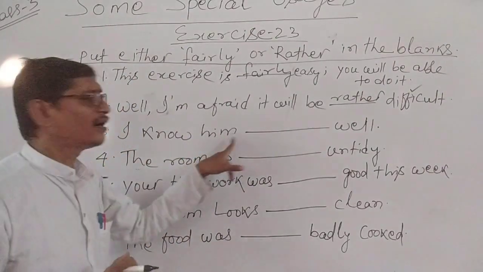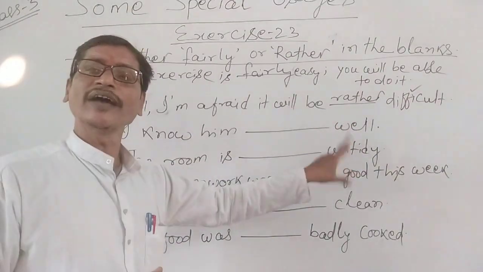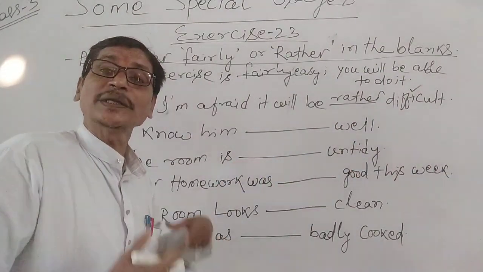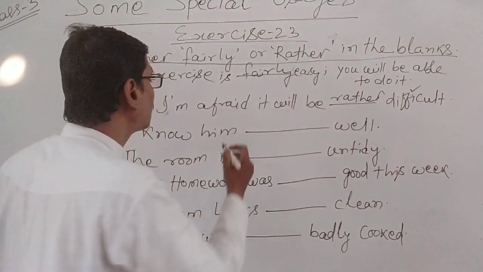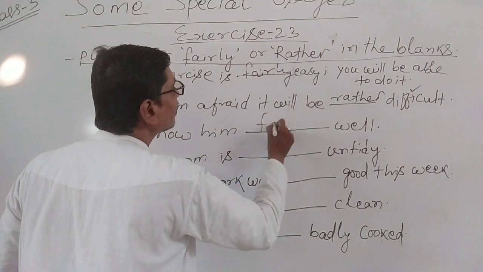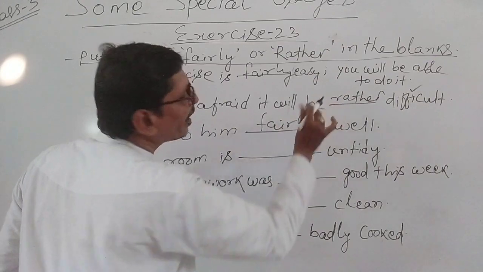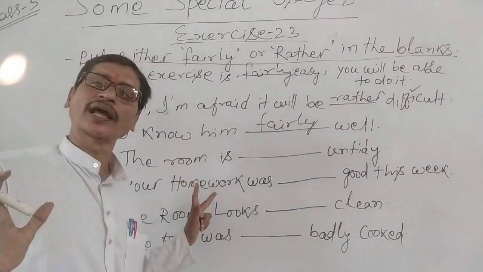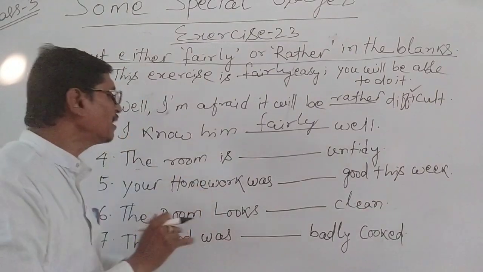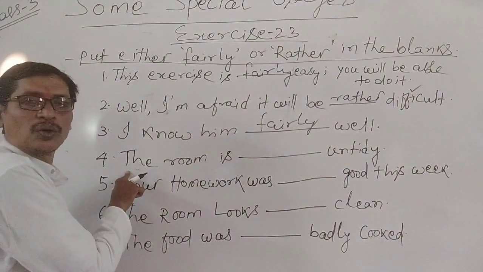Let's understand number 3. I know him dash well. When we express well, it is a pleasant thing and a positive thing. Therefore, we can use fairly well. So, I know him fairly well. Clear?